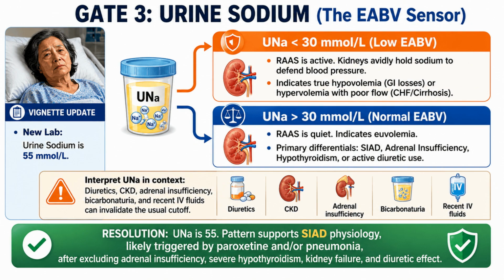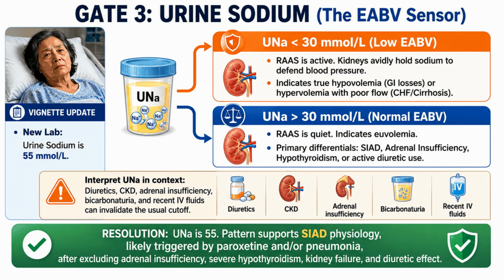Usually, no. When effective arterial blood volume is low, the kidney activates RAS and avidly retains sodium. Urine sodium often falls below 30 millimoles per liter, unless diuretics, kidney disease, adrenal insufficiency, bicarbonaturia, or recent fluids confound the picture. A urine sodium above 30 millimoles per liter suggests that RAS is not strongly activated. In the right context, that supports euvolemic physiology and raises SIAD, adrenal insufficiency, hypothyroidism, and drug effects.